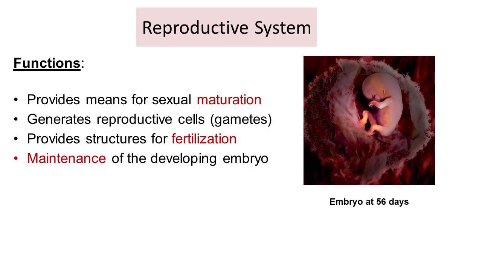Reproductive system, you got to have a means with which you get the sperm and the egg together for fertilization. And for the female reproductive system, it's for the maintenance, protection, support of the developing embryo and the fetus.